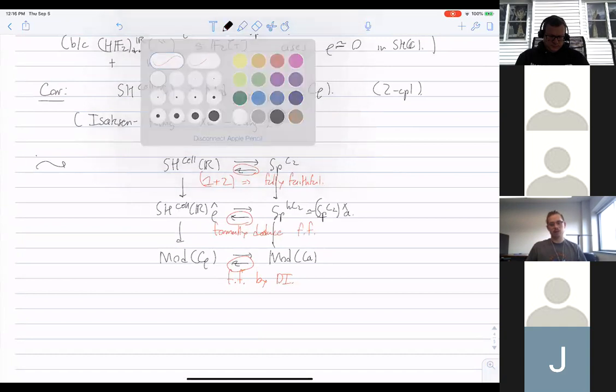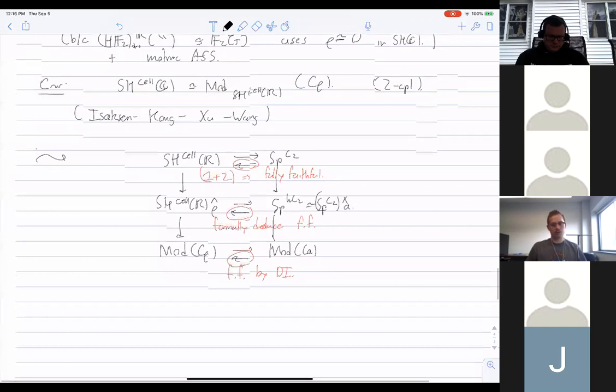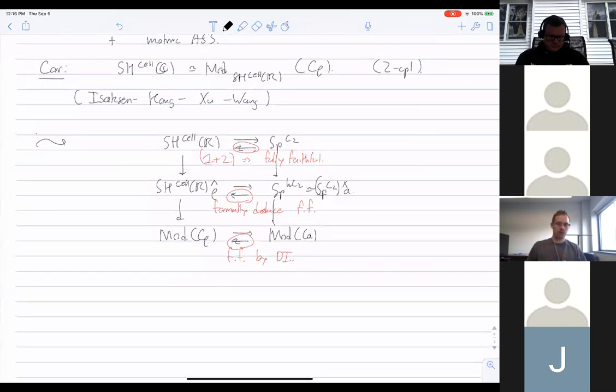So that actually completes the sketch of the proof of the main theorem. You can think of that as proving the main theorem in its categorical form.